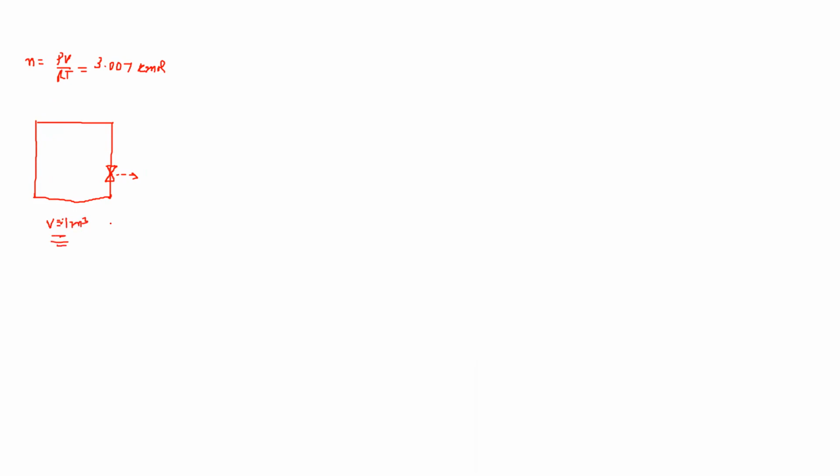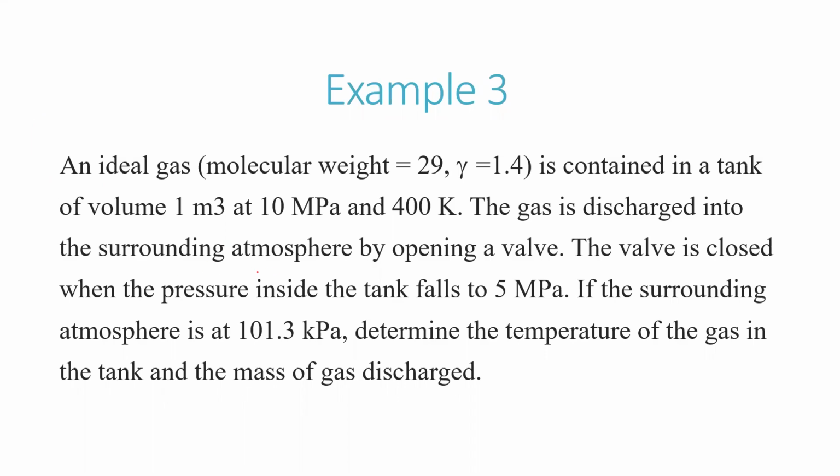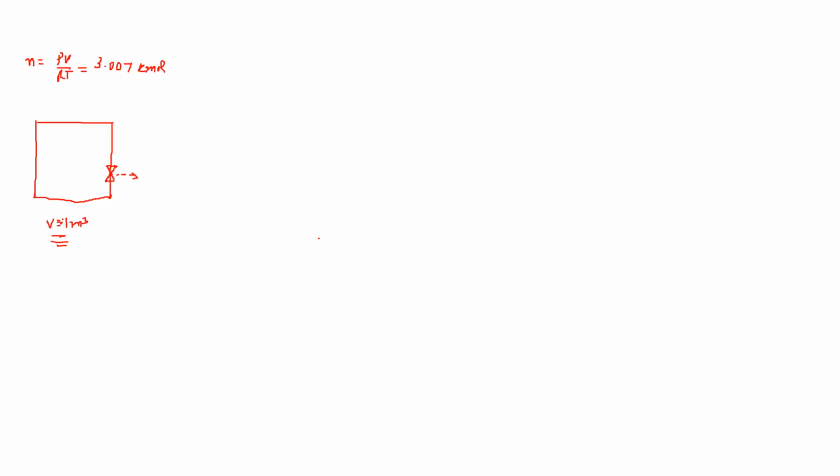So now, since this gas is being transferred at constant volume, therefore heat lost from the tank is going to be the change in internal energy. All right. So how to calculate the change in internal energy? For that, they have given us gamma. All right. They have given us gamma.